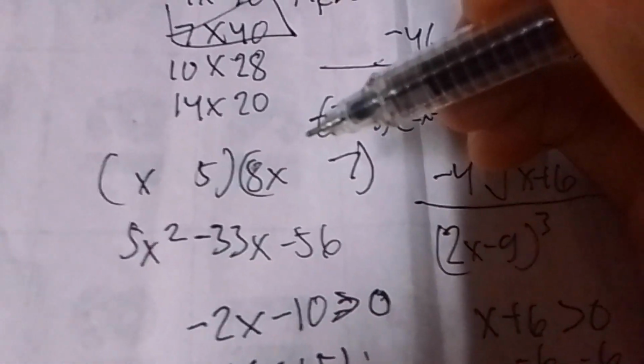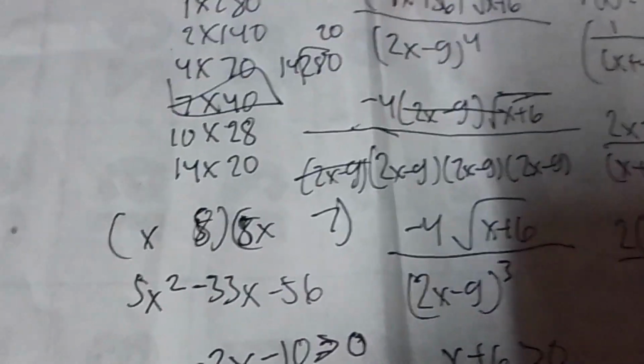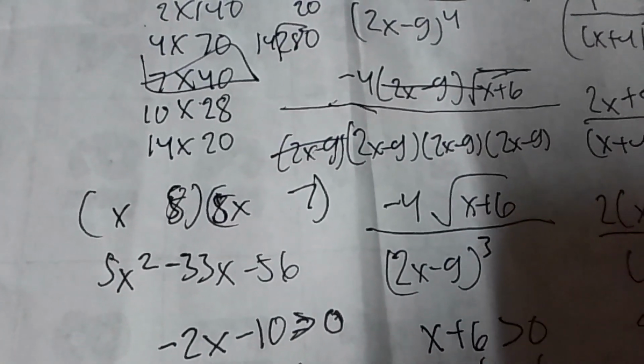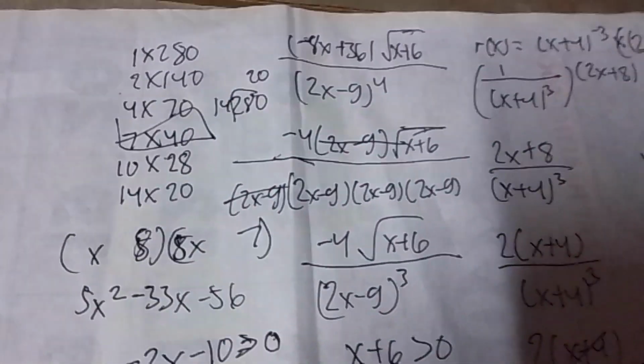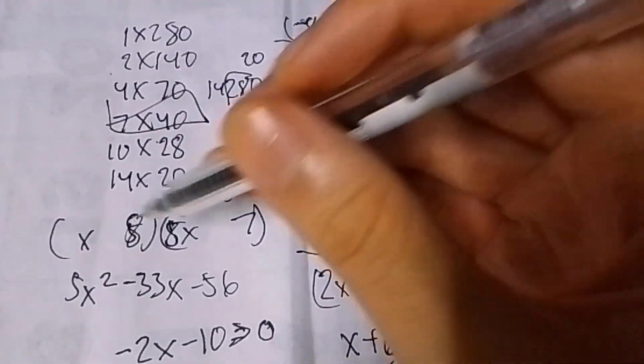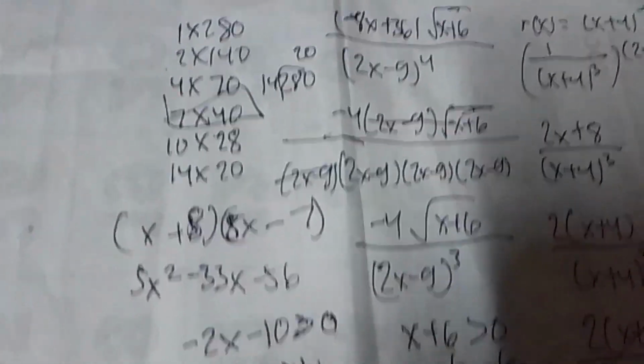X times 8x. Nope, that's not it. Dapat we try it in reverse. So dapat 8 dito tapos 5 dito. So tama. 8 times 5x. X times 5x, 5x squared. So let's do the multiplication. And we need to get negative. So therefore, this becomes 40x. Let's see if we get it right.